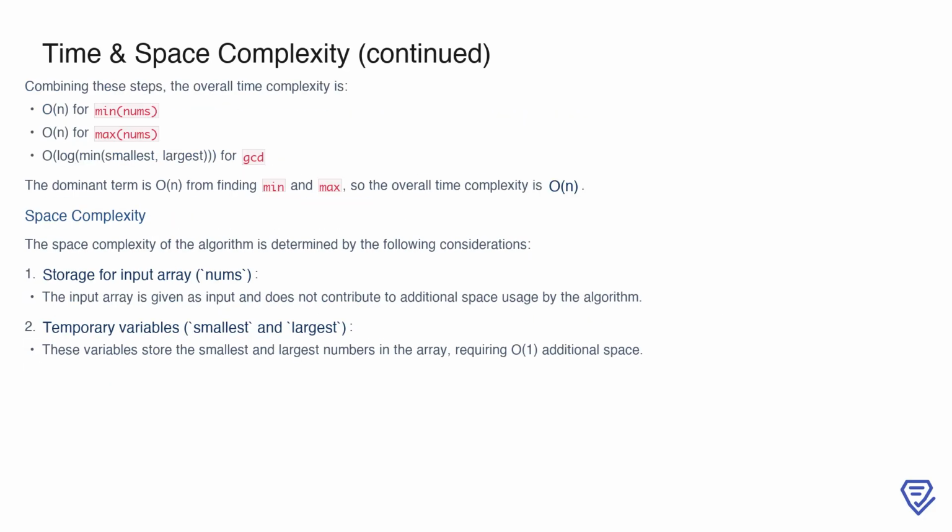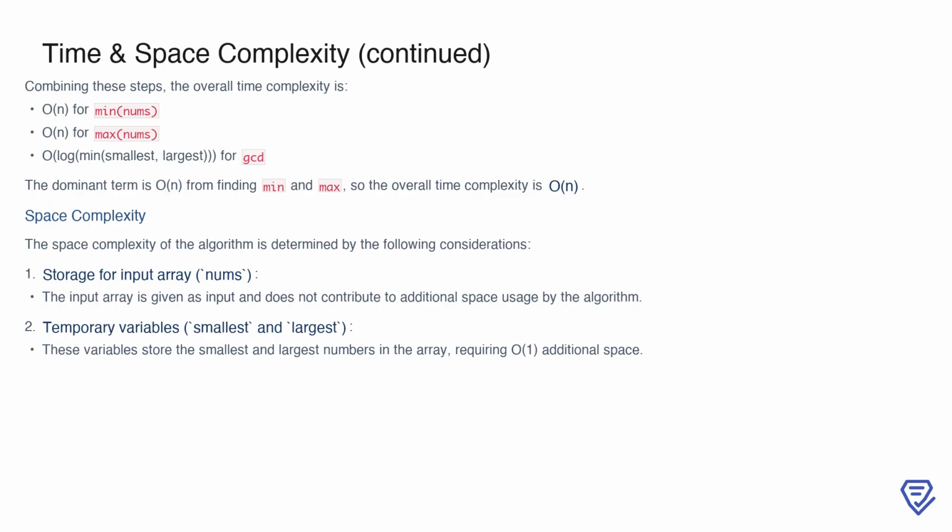When we combine these steps, the overall time complexity becomes the sum of the individual components: O(n) for finding the minimum number, O(n) for finding the maximum number, and O(log(min(smallest, largest))) for the GCD computation. Among these, the O(n) terms from the min and max functions dominate, since they scale linearly with the size of the array. As a result, the overall time complexity of the algorithm simplifies to O(n).